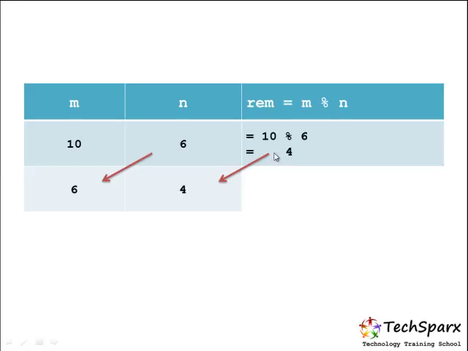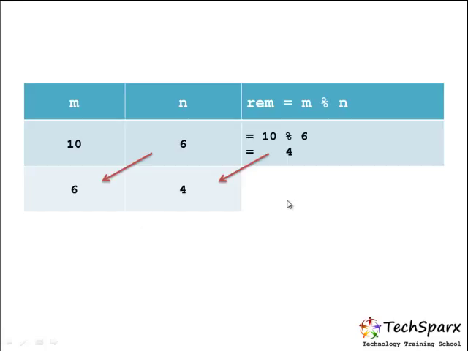So what is the first step? Remainder is equal to m modulus n. Second step, store the value of n in m. What happens to the old value of m? It gets destroyed. Don't worry about it. Then store the value of rem in n. And then again you have to go back to the first step.